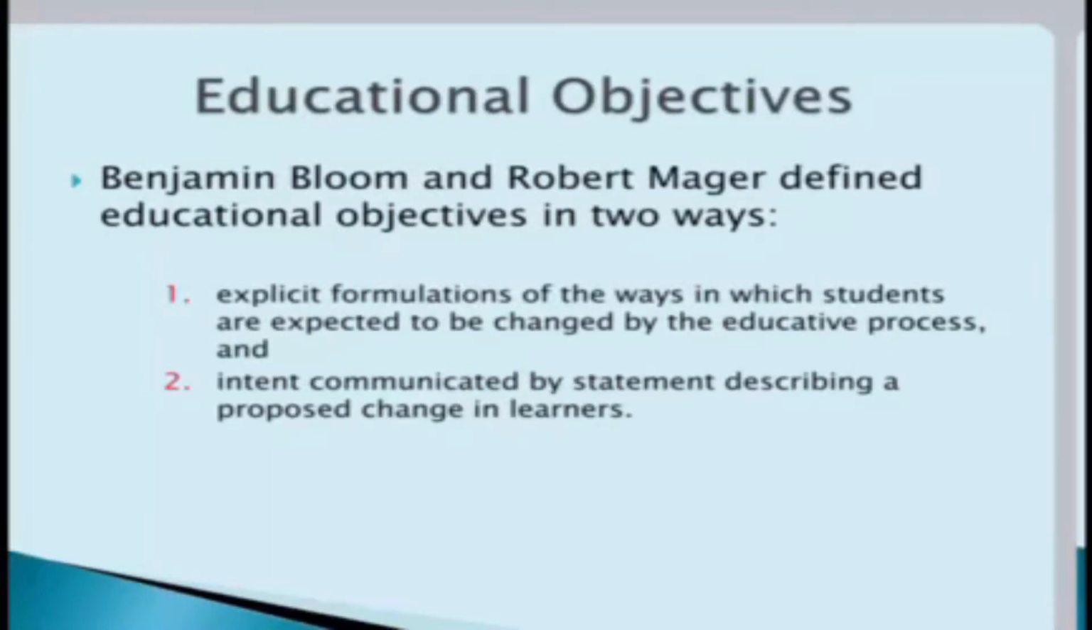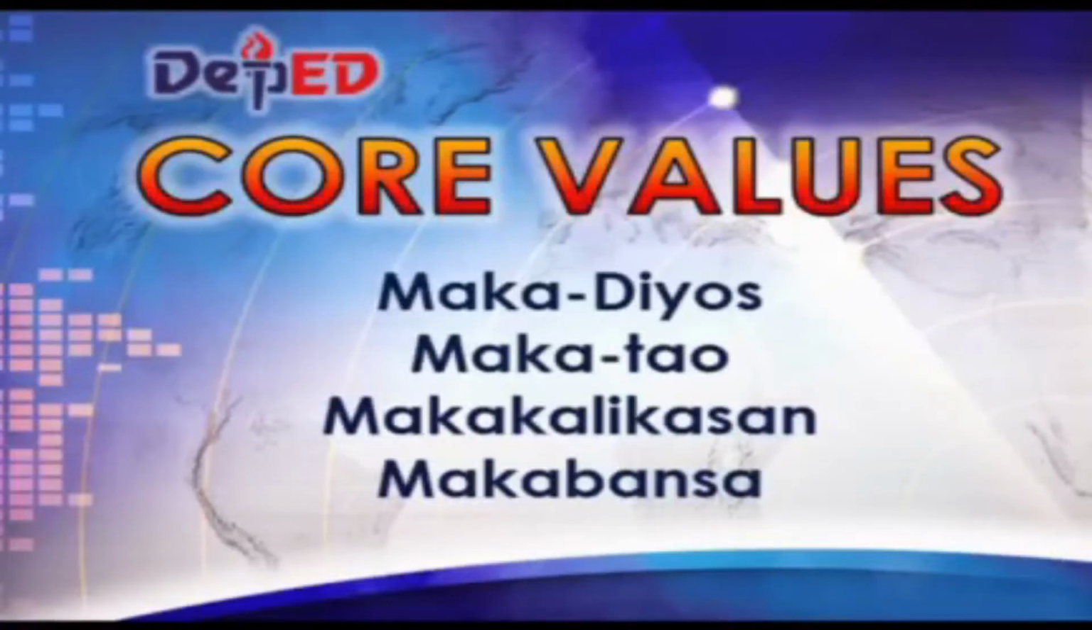Educational objectives. Benjamin Bloom and Robert Mager defined educational objectives in two ways: explicit formulations of the ways in which students are expected to be changed by the educative process, and intent communicated by a statement describing a proposed change in learners. I have here the examples of the core values.